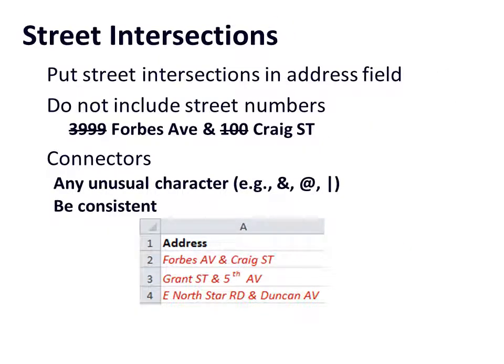So for intersections, put street intersections in the address field, and do not include street numbers. Forbes Avenue, so 399 Forbes Avenue and 100 Craig Street is an issue, and you would not want to add it like that. You would want to use things like connectors, but you need to be consistent, like Forbes Avenue and Craig Street, Grant Street and 5th Avenue, East North Street Road and Duncan Avenue, for example.